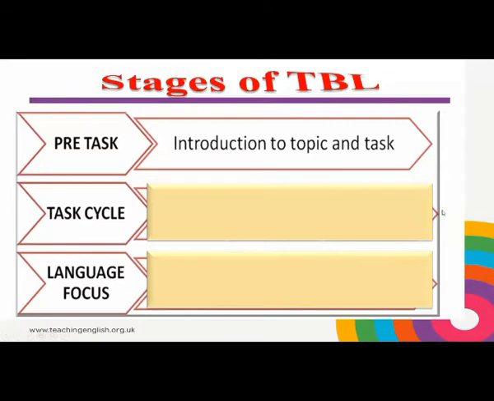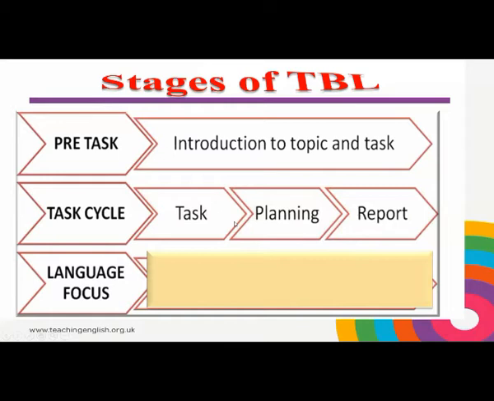Then we will move on to the task cycle. The task cycle is divided into 3 parts: the task and planning, then report. So in the task cycle, I'm going to ask the students to do 3 things. As I said, task, planning, and report. So they are going to do the task, which belongs to a real life situation. Then they are going to plan for the task, and then report back what they have done in the task.